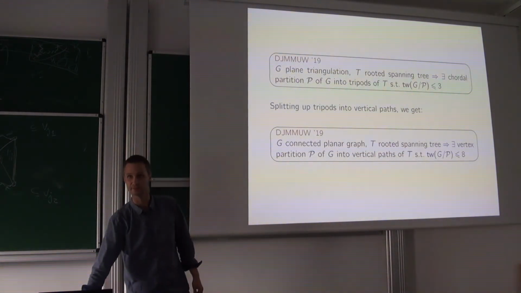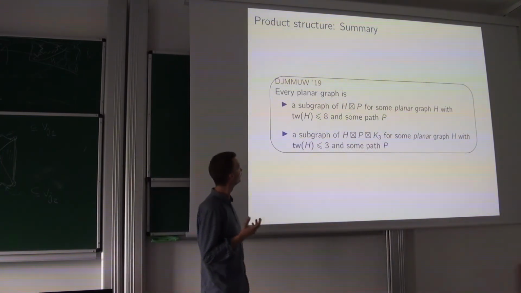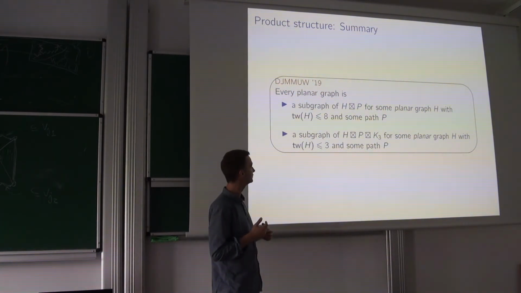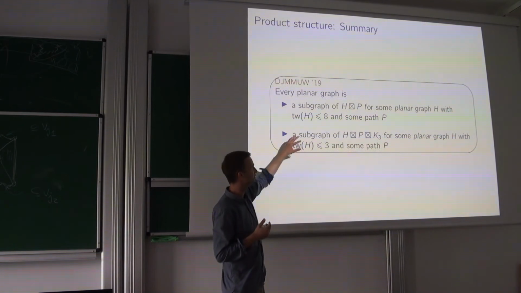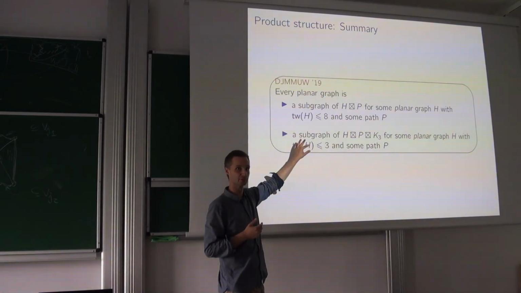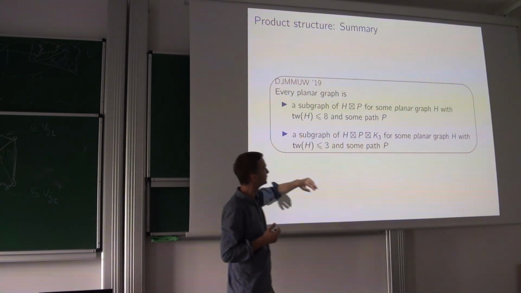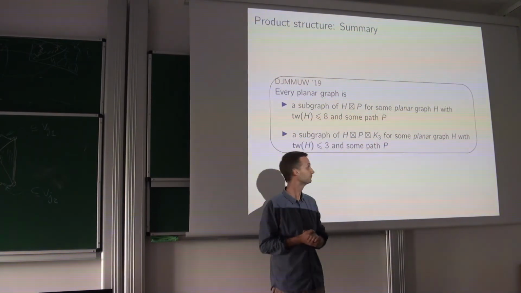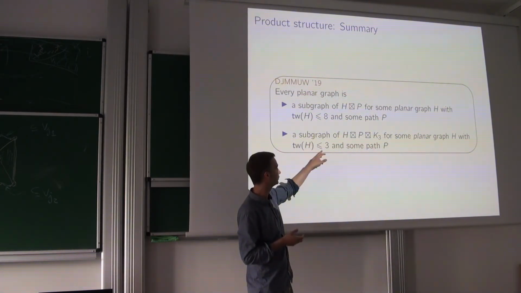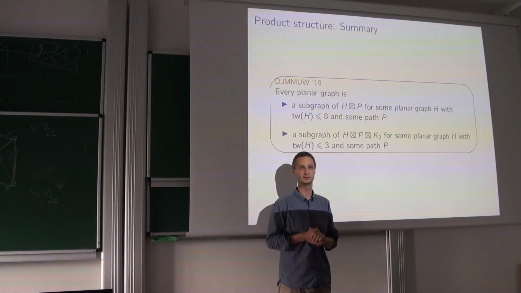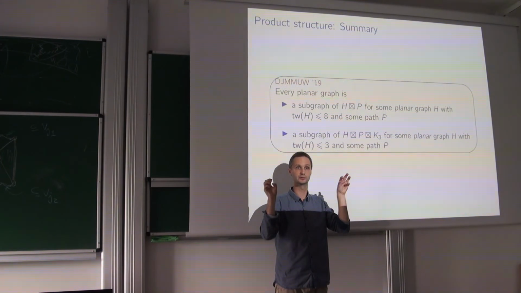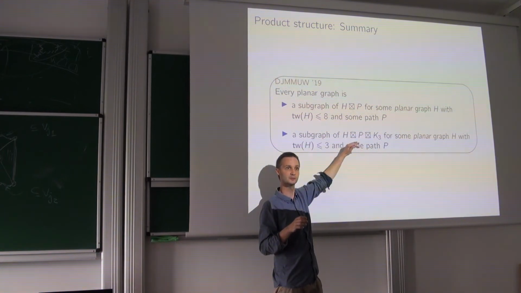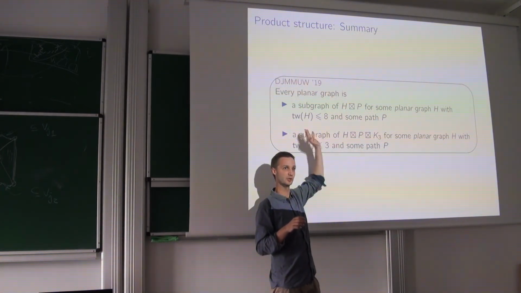Right, so now I should really stop because that's the end of the time. So in conclusion, that's the product structure, already met a couple of times. Now, what I wanted to mention is that the tripod version actually gives you a variant of the product structure, which is the following. That every planar graph is a subgraph of H times P times a triangle, where H is a planar graph. It has treewidth at most 3, and P is some path. So your H will be the quotient graph when you contract the tripod. Okay, so you need to check that you get this product structure. This will be the first exercise this afternoon, but this is really a consequence of the tripod version.